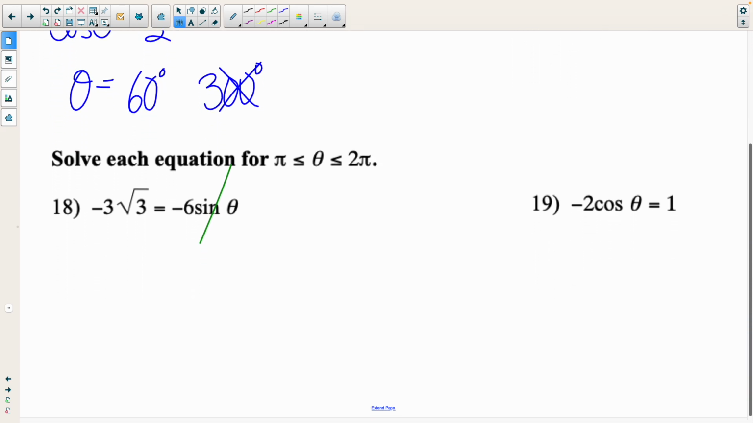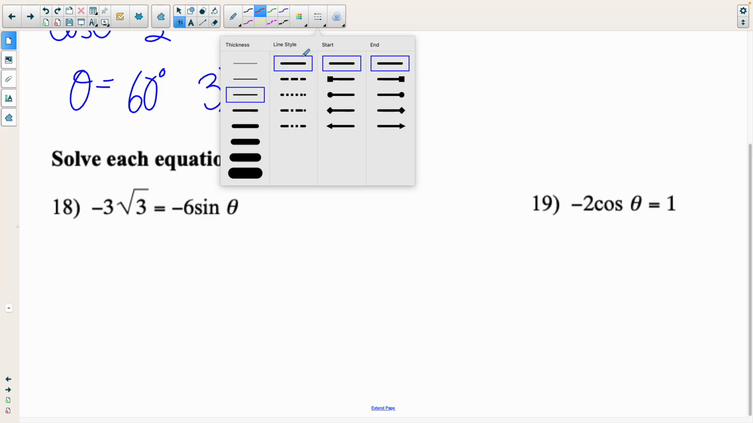Now let's take a look at our constraint. Now we're going from pi to 2 pi. Going around the unit circle counterclockwise, which is how you always have to go, pi to 2 pi is the bottom half of the unit circle. So only answers in the bottom half will work. And we have to give them in radians.